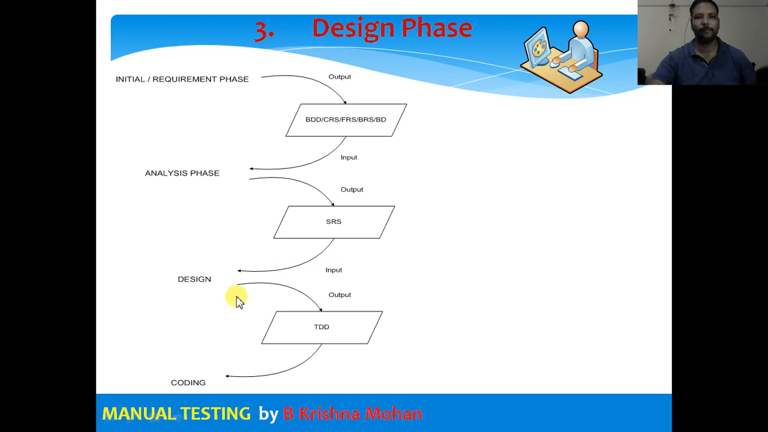In the design phase, the output is the technical design document, or high level design document and low level design document. There may be different documents in the design phase as output, and by combining all those documents, you can make one document, that is the technical design document. In some companies, they will make two documents: the high level design document and low level design document. Here we are taking a technical design document as one document, and that will be the input to the coding phase.